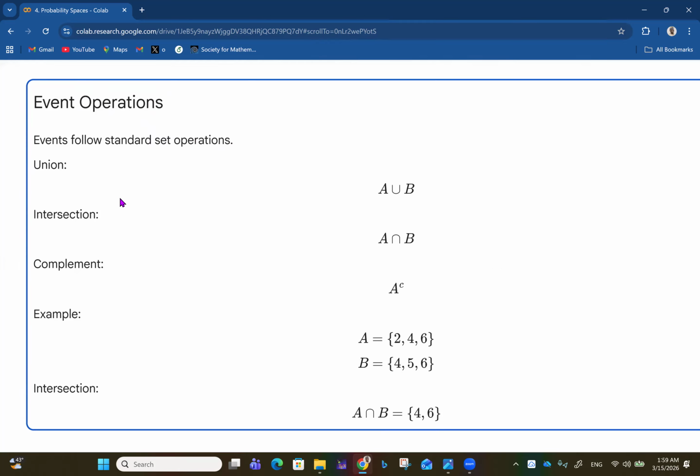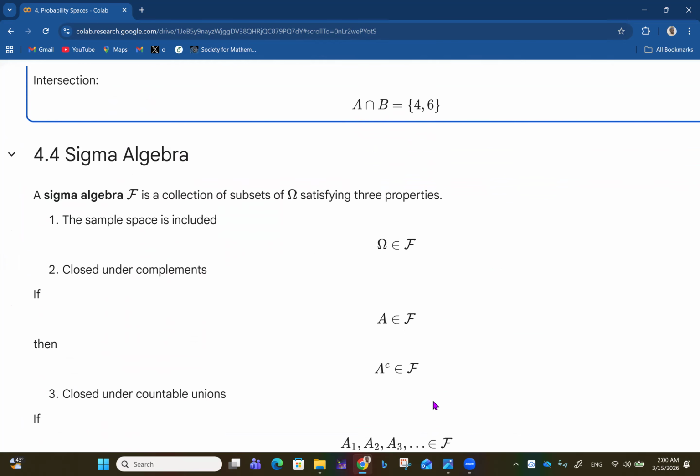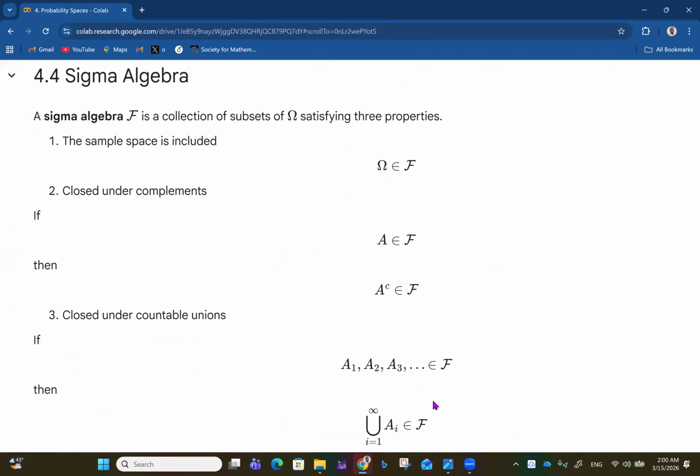So event operations: events follow standard set operations like union A union B, intersection A intersection B, complement A complement. For example, if you have A to be 2, 4, 6 and B to be 4, 5, 6, then A intersection B will simply be 4 and 6. That is what is common to both of them, like that. So then we talk about sigma algebra, which is part of the probability space.